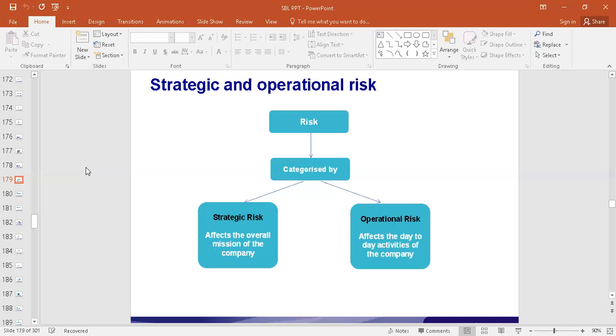Operational is at the implementation level. Risk that will affect the day-to-day planning and the day-to-day activities of the company is referred to as operational risk.